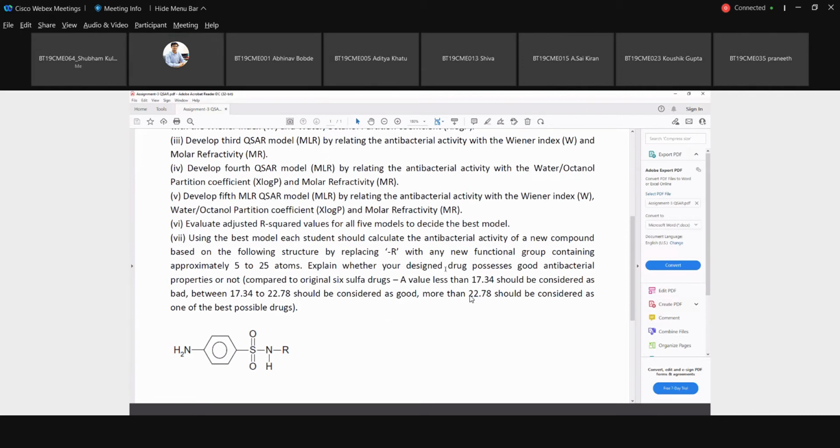Can anyone answer? If I had asked you, I don't want any compound with activity 17.34 or anything less than it, I want something more than 22.78, of course. So what would you guys have tried?